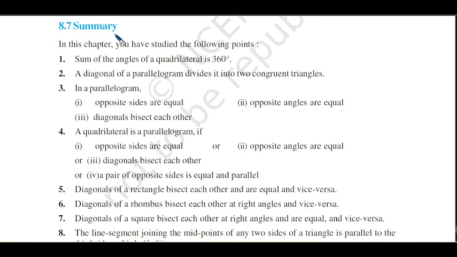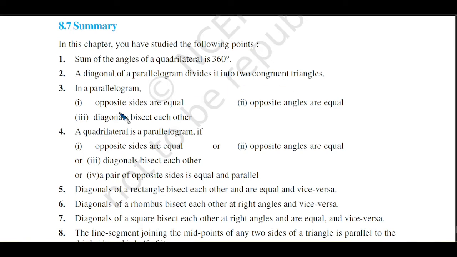Okay, we'll now summarize chapter 8. In this chapter you have studied the following points. The sum of the angles of a quadrilateral is 360 degrees. A diagonal of a parallelogram divides it into two congruent triangles. If you take a diagonal, it will make two equal triangles, which you have seen.